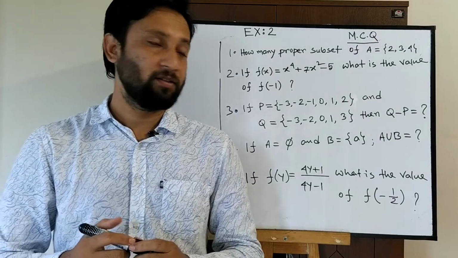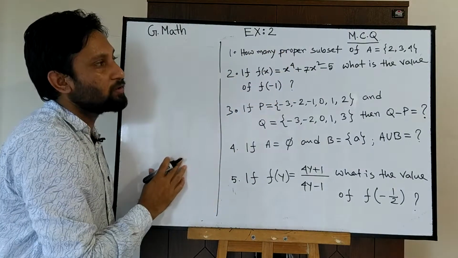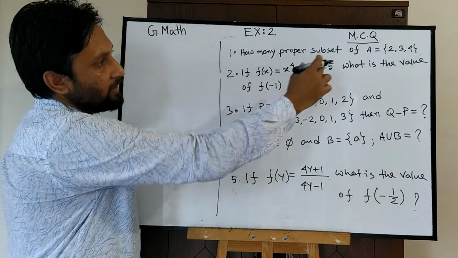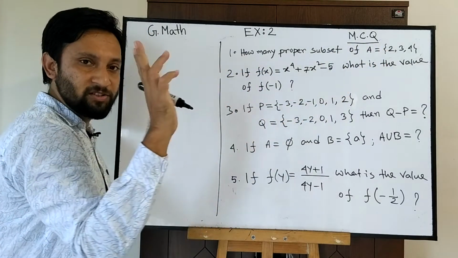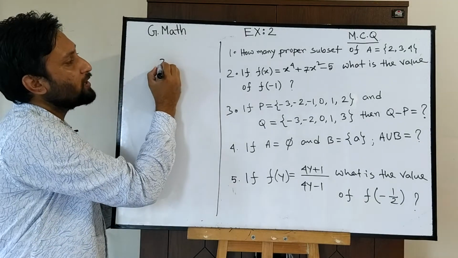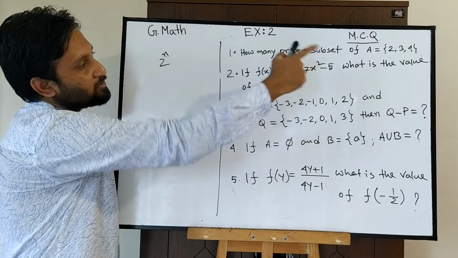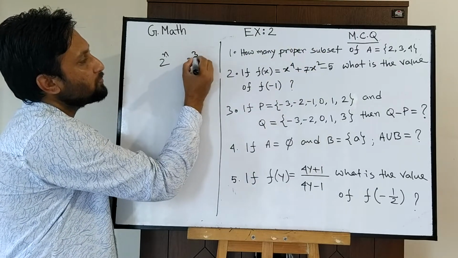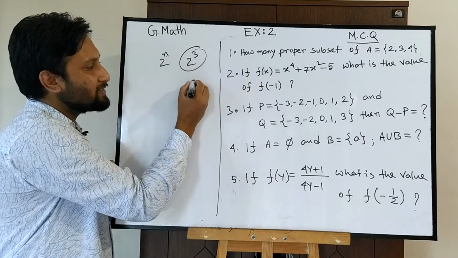Now the MCQ part. Question number 1. How many proper subsets does A have? In this set, the elements of A are 2, 3, 4, that means 3 elements. We know the formula for subsets is 2 to the power n, where n is the number of elements of the set. Here the number of elements is 3, that means 2 cube. That means the number of subsets is 8.